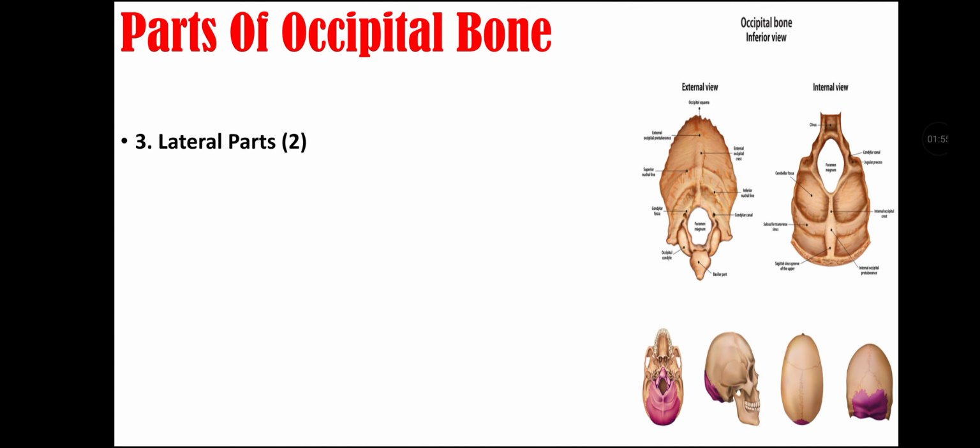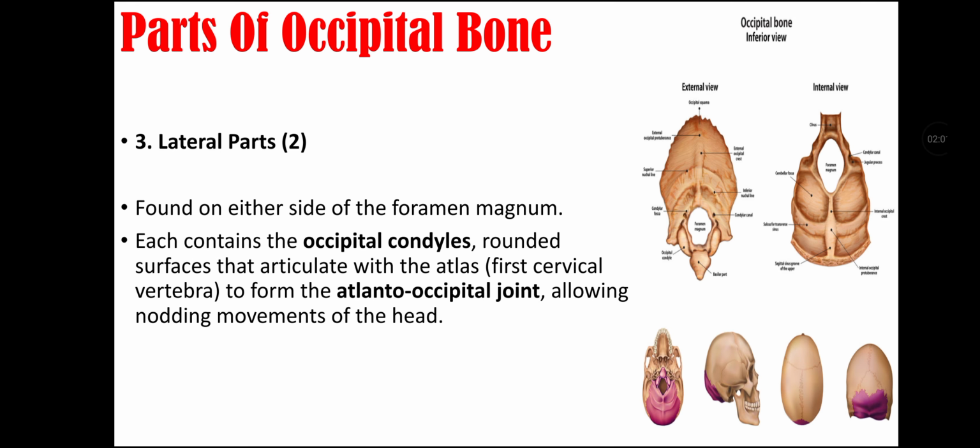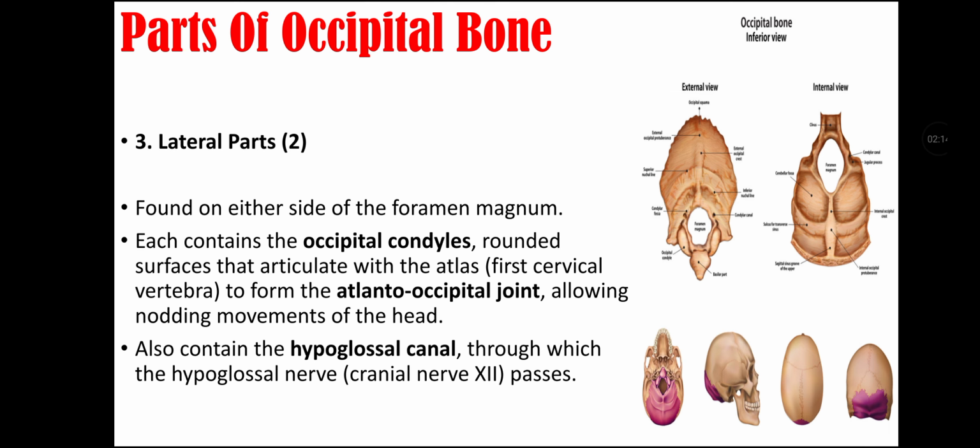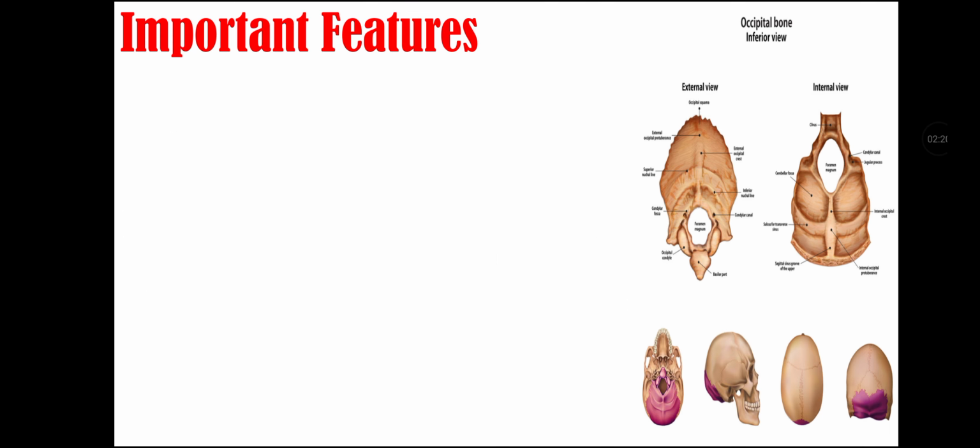Next are the lateral parts of occipital bone. They are found on either side of foramen magnum. Each part contains the occipital condyle, that is a rounded surface that articulates with atlas, that is first cervical vertebra, and forms the atlanto-occipital joint that allows the nodding movement of the head. It also contains the hypoglossal canal through which the hypoglossal nerve passes, that is the 12th cranial nerve.